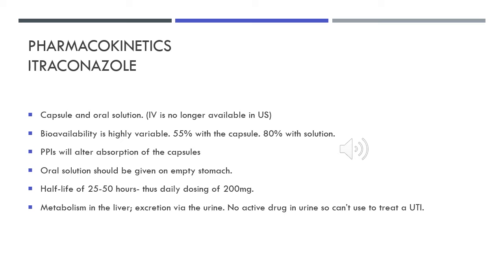Oral solution should be given on an empty stomach. The half-life of itraconazole is 25 to 50 hours, and thus we can give daily dosing of itraconazole at 200 milligrams, again because of that long half-life. Metabolism occurs in the liver. Excretion occurs via the urine. And when the drug is excreted in the urine, there's no active drug. So this is not a good drug to use to treat a UTI.